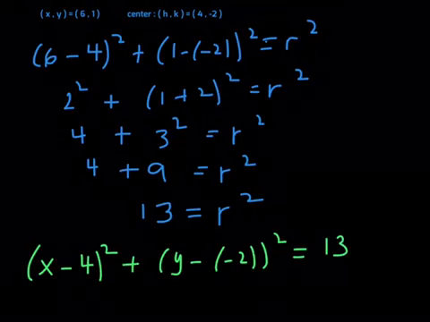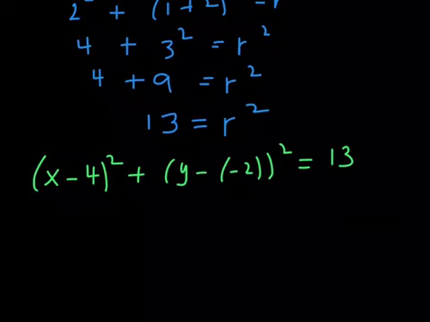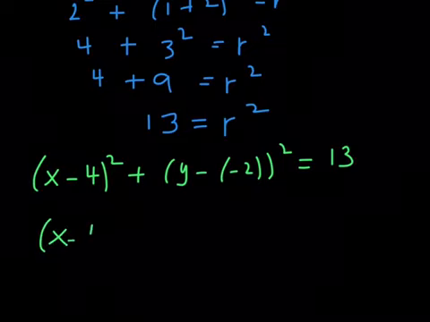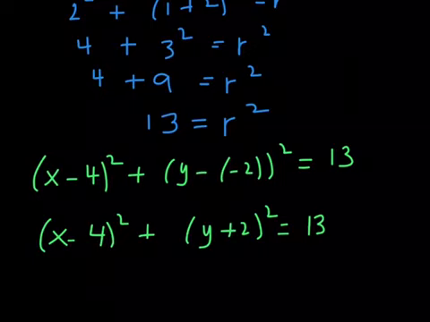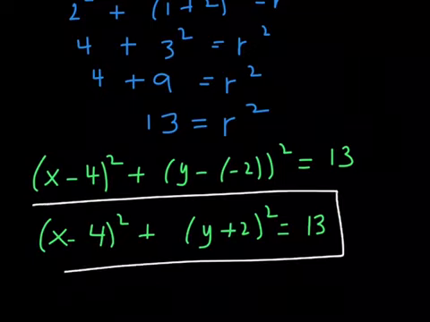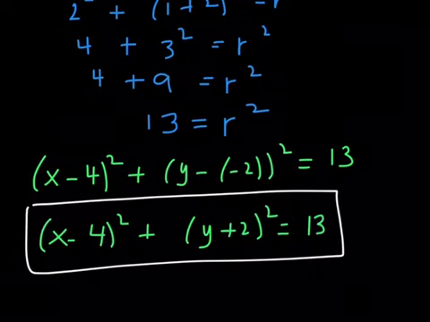I guess you're probably expecting me to clean this up a little bit, which I will. X minus 4 quantity squared plus y plus 2 quantity squared is equal to 13. This is the standard form for that circle. Okay, everybody? That one was definitely the most work, but it still wasn't that bad.